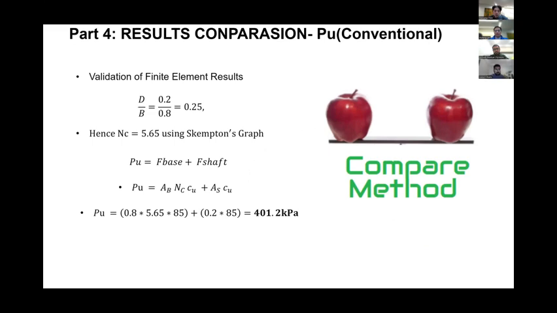And this part is a result of the comparison of the PU. From the conventional methods, we can calculate the PU is equal to F base plus the F shaft: the area of the base multiplied by NC value and CU value, plus the area of the shaft multiplied by CU. In this way, the conventional method will calculate the PU as 401 kilopascal, which is slightly less than the 532 kilopascal from the FEM methods. Next, please.